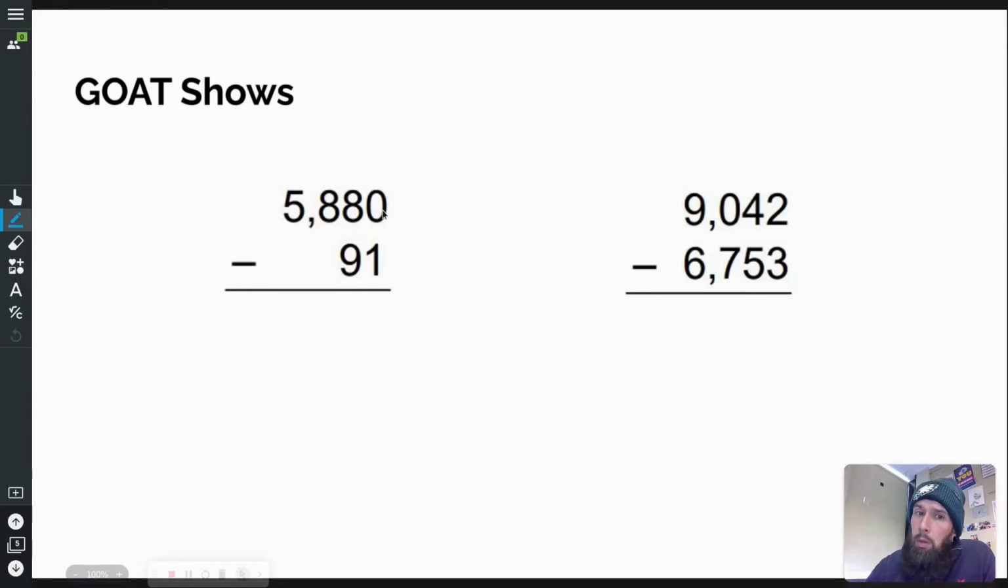Start from the right. 0 minus 1, can't do it. Borrow from 8, make you 7, make you 10. 10 minus 1 is 9. Now move on to the next one. 7 minus 9, can't do it. Borrow 1 from 8, make it 7, and turn that 7 into a 17. 17 minus 9 is 8.